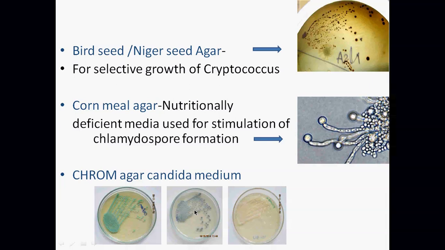I am not going into the details because you still have to learn about candida. These are the different candida species which are showing different colors on the chrome agar candida medium. Usually candida albicans gives a pinkish color, and these are the other candida species. So, these different media can be used for growing as well as studying the further characteristics of different fungi.